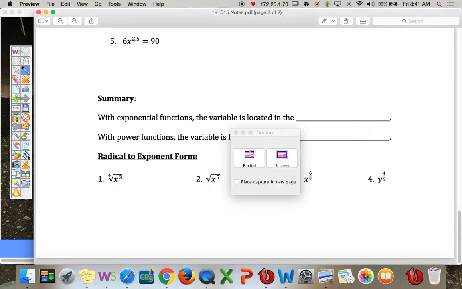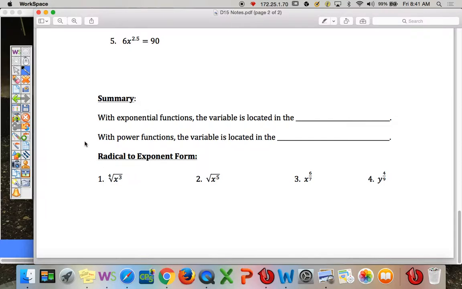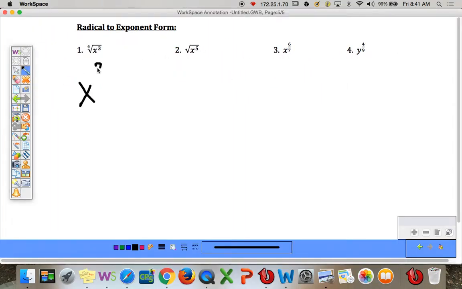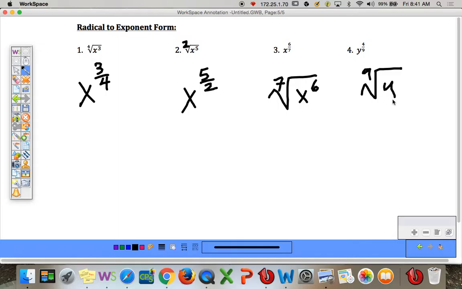Okay, last thing that we're going to review is radical to exponent form. Here's what it looks like. This would be x to the 3/4 power. If there's not a number outside a radical, there's an invisible 2 there. So this is x to the 5/2. To go backwards, the number on the bottom goes on the outside. And so here, the number on the bottom is 9.